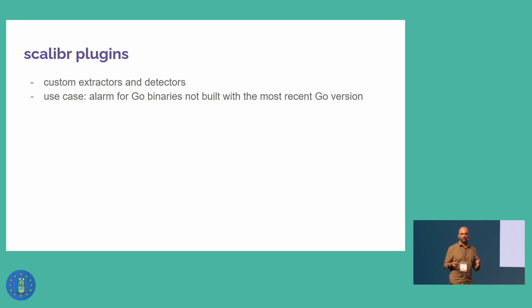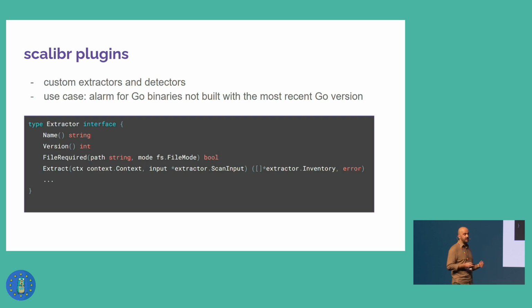Okay, let's first define our extractor. What is an extractor in Scalibur in general? It's an interface. It has a name. It has a version. That's pretty straightforward. It has a file required method, basically stating whether this file should even be considered for extraction or not. And then it also has the extract method that takes a scan input and produces some inventories. It has some other methods as well, but they're not so important for this talk.